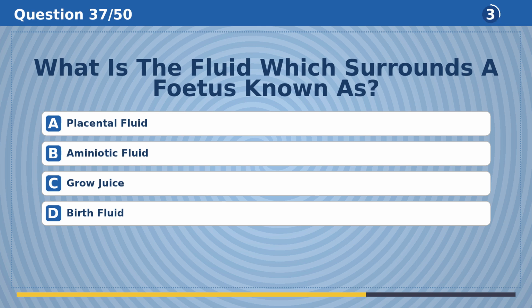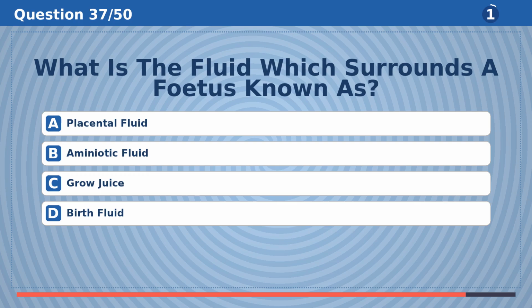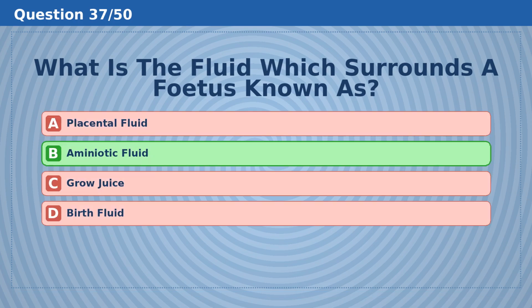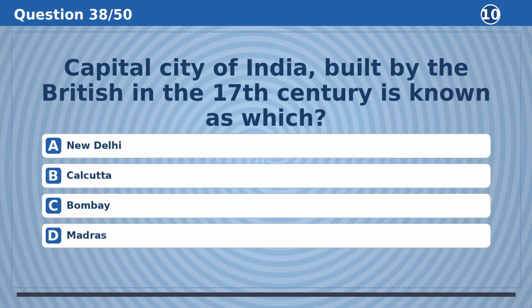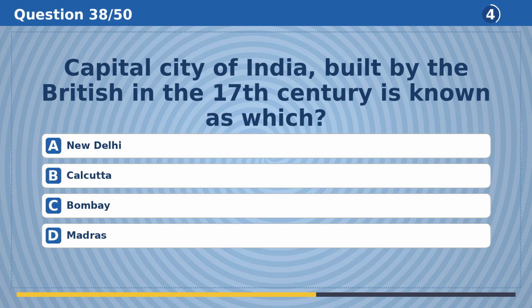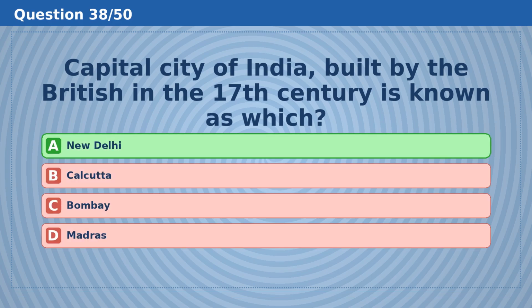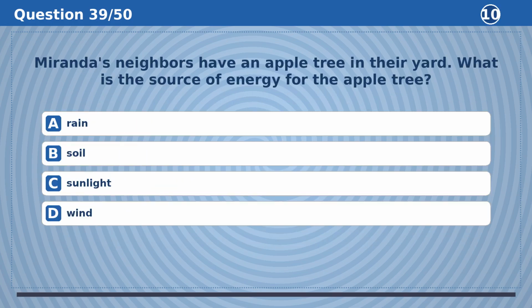What is the fluid which surrounds a fetus known as? The answer is B, amniotic fluid. Capital city of India, built by the British in the 17th century, is known as which? The answer is A, New Delhi.